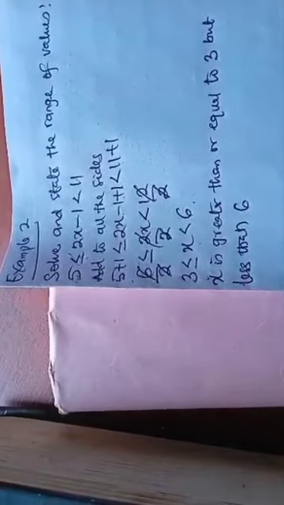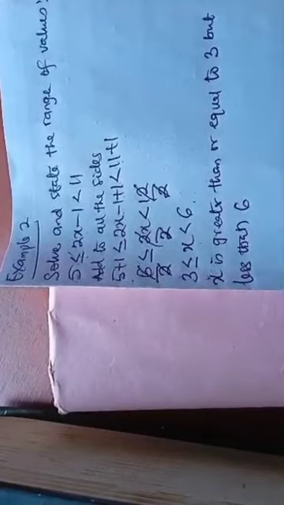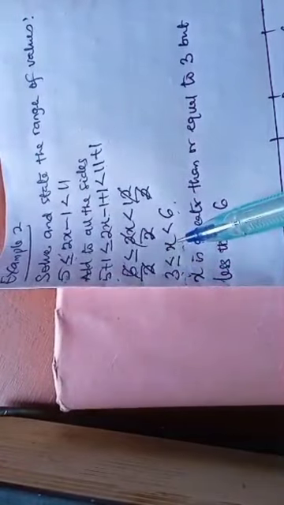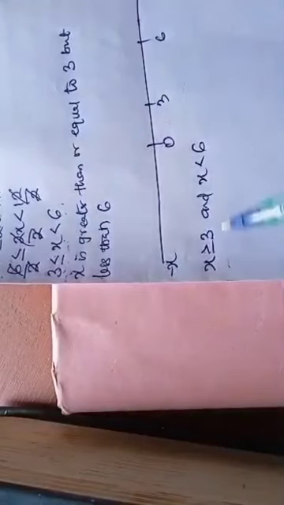Now, before I can actually plot this on the graph, separate these two values. How do we do it? This one means that x is greater than or equal to 3, and x is less than 6. If 3 is less than or equal to x, that means x is greater than or equal to 3. That's what I just put down here.